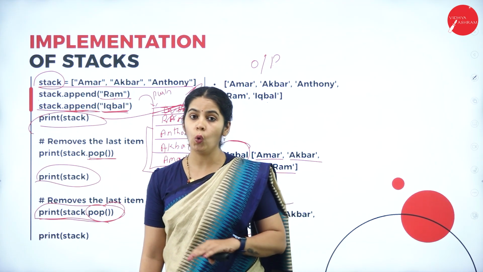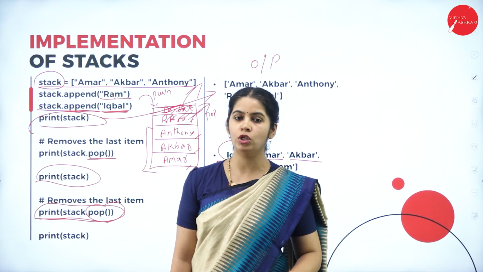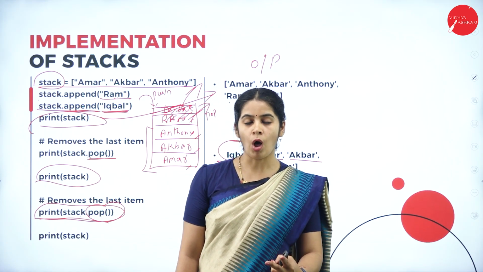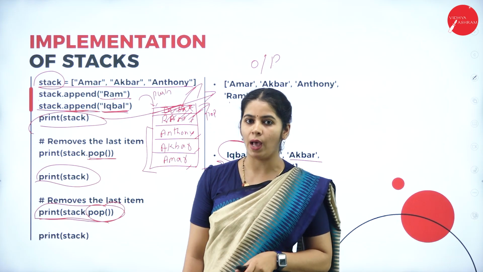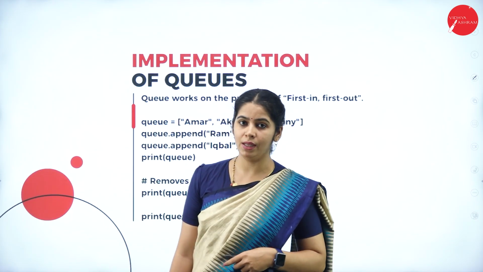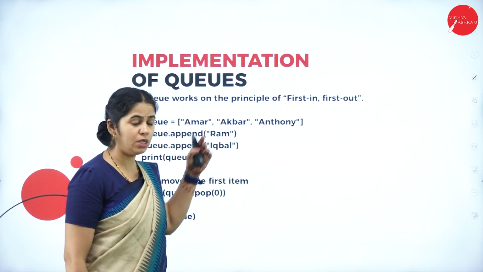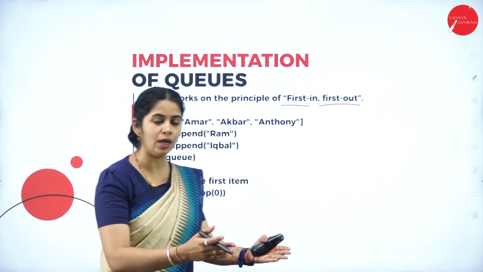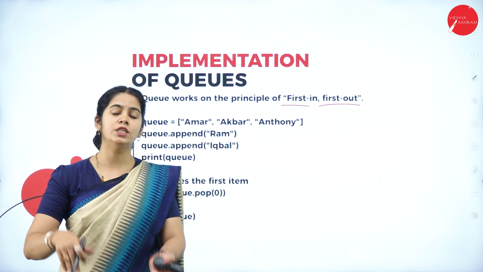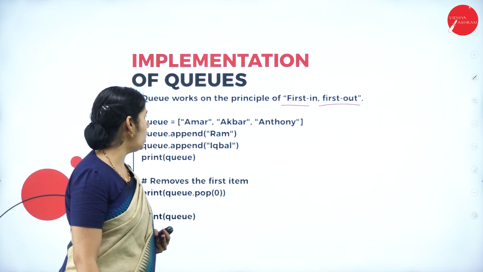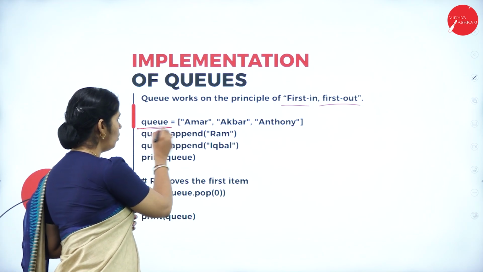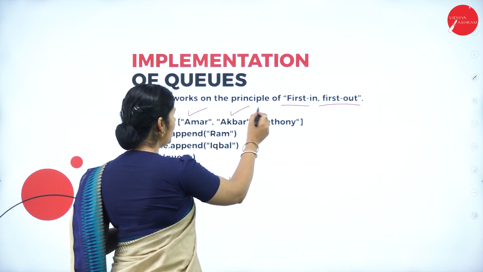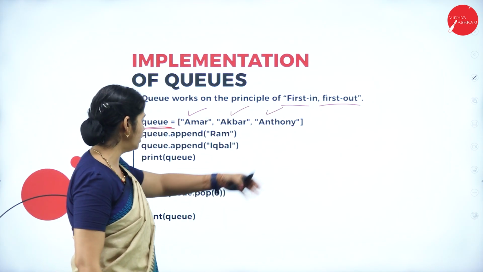So this is how we are going to implement the stack operation using the list, using the append operation and using the pop operation without an index value. Next, how are we going to implement the queue, right? The queue concept is what? First in, first out is the concept of a queue. Whichever element is inserted into the list first should be removed first, right? How are we going to achieve this? See, one more list we have with the name queue, with the same 3 elements, Amar, Akbar and Anthony.